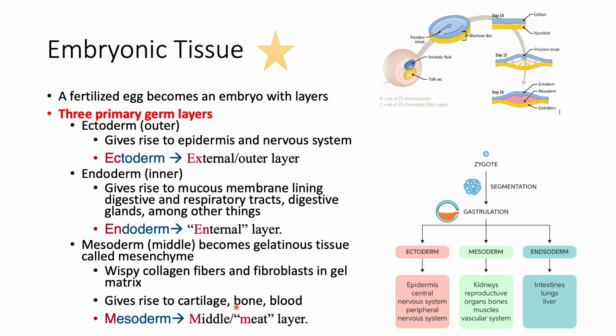Which is middle in the body. You think of cartilage, bone, and blood. Mesoderm. Then we have endoderm, the inner layer. It gives rise to linings. So mucous membrane lining, digestive, respiratory tract, digestive glands, and many other things. All right, you need to know your three primary germ layers and what comes from these three layers.